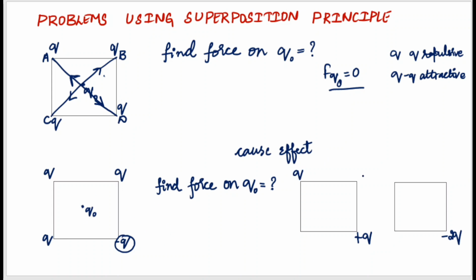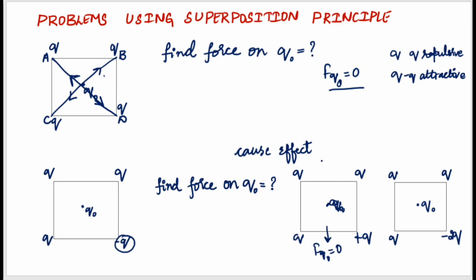The rest of the vertices are occupied by the positive charge. For this also, the rest of the vertices are occupied by the positive charge. So at the center again we have a q naught. Here also at the center again we have a q naught, right? Everyone is clear. Now what I want to find is the force on q naught because of all these charges. From the above example it is clear that the force on q naught is 0 in this case.